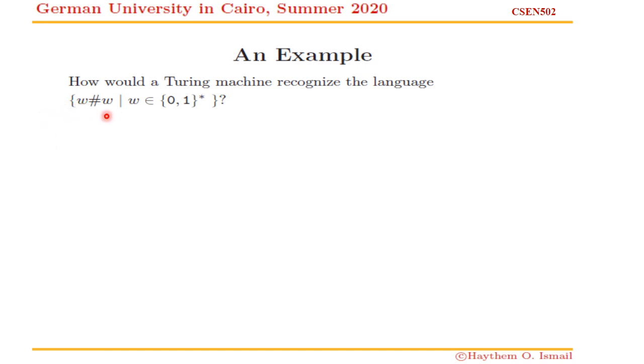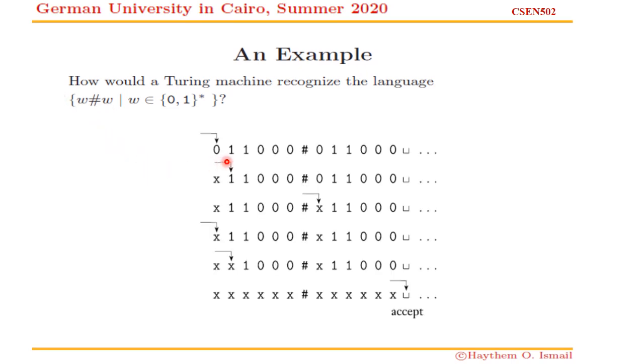So W hash W: the string to the left of the hash is identical to the string to the right of the hash. Let's imagine that this is the input, the tape, and that's the beginning. You have 0, 1, 1, 0, 0, 0, that's W, then the hash, and then 0, 1, 1, 0, 0, 0, that's the other W. Then this is the blank symbol, and the rest of the tape cells are filled by the blank symbol. Once you see the blank, you know that's the end of the initial input. The head starts out pointing at the very first cell.